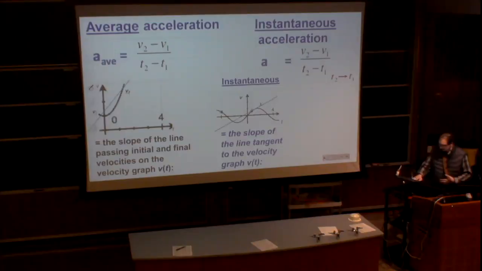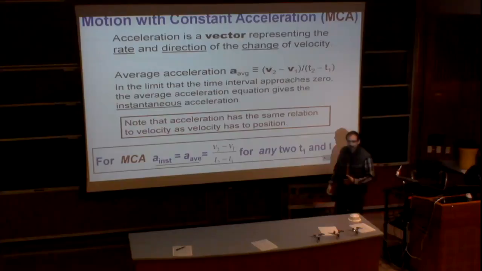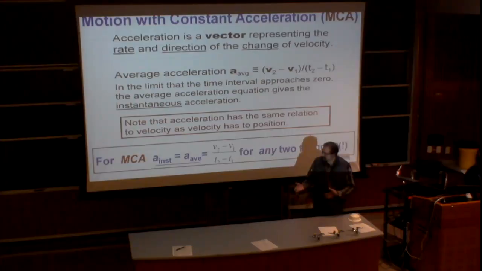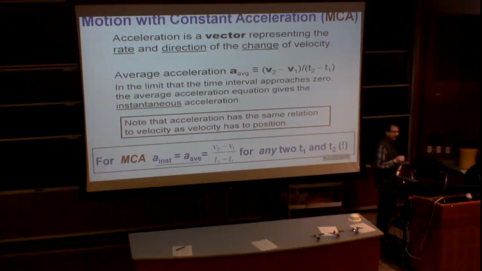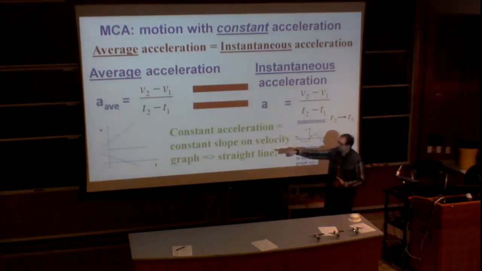But of course, we're only going to talk about the specific case when instantaneous acceleration and average acceleration are equal to each other, the same. So we don't even distinguish them. We just say acceleration. And in that situation, if acceleration remains constant, that means the slope of the graph, velocity as a function of time, remains constant. The slope remains constant means this graph has to be a straight line.